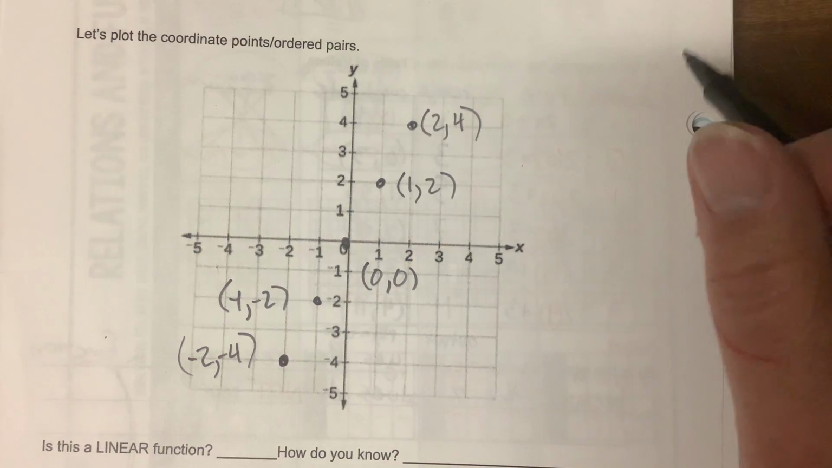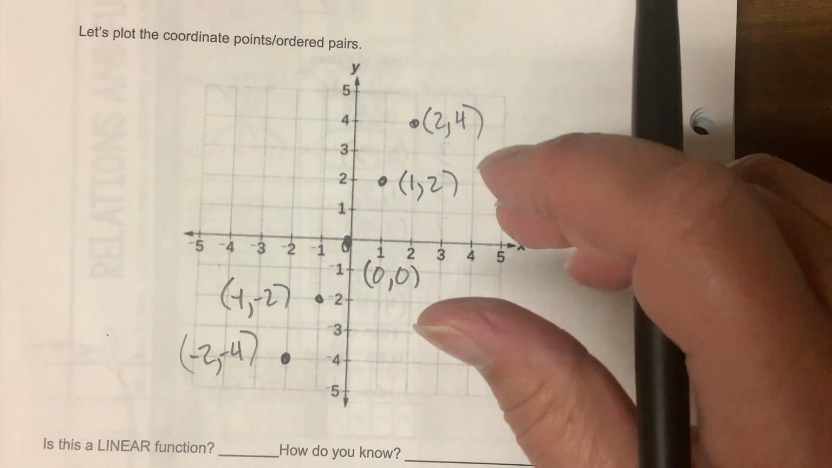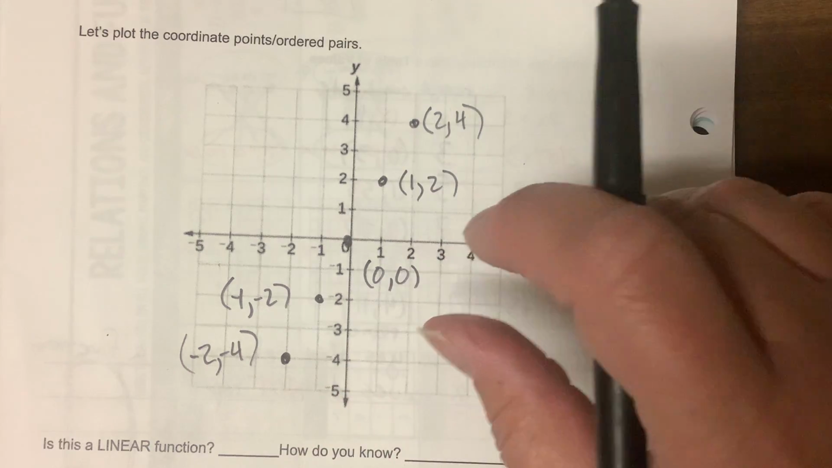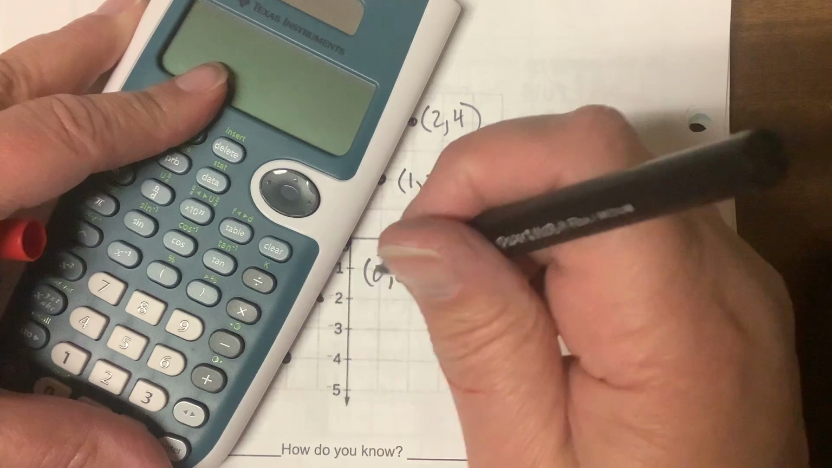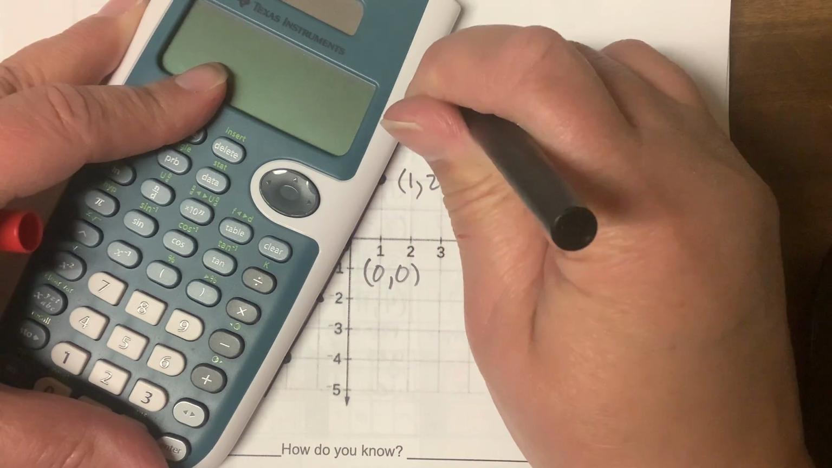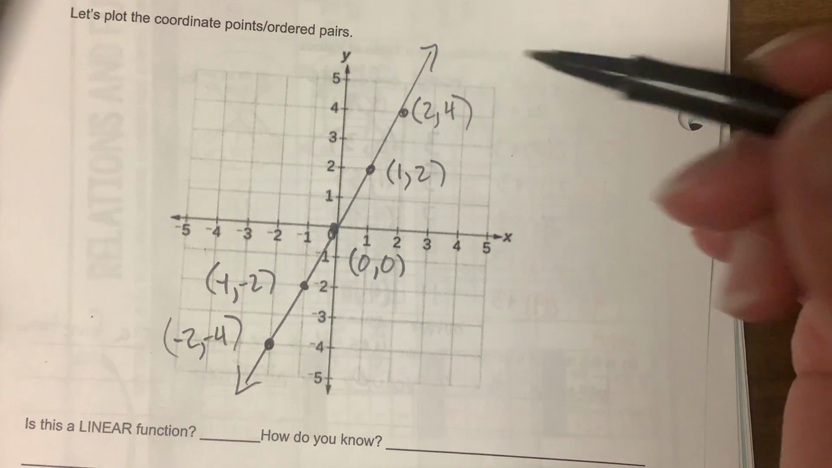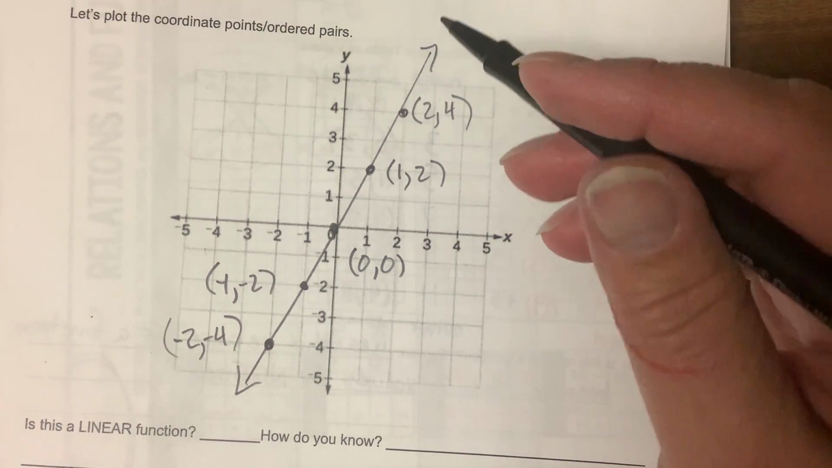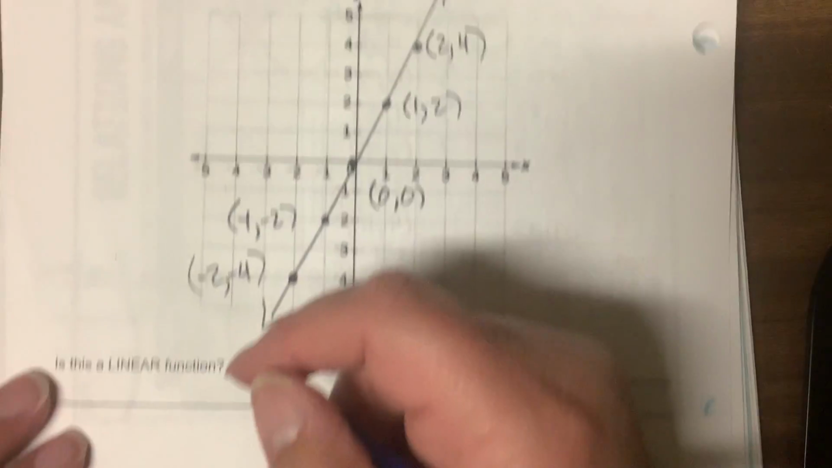Is this a linear function? Well, how do I know if it's a linear function? Well, if I can connect these points, and I'm just going to kind of use the side of my calculator here because I didn't bring a ruler. If I can connect these points and it forms a line, which looking at this, it does. Yeah, I kind of messed up there a little bit, but all right. Is this a linear function? Well, yes. Yes, it is.